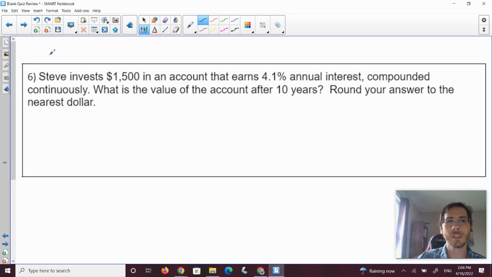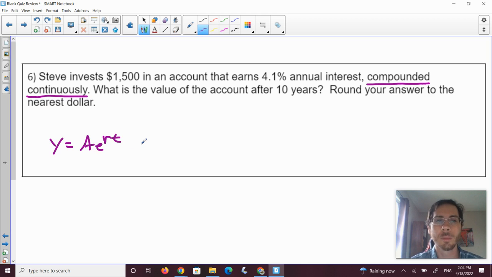For number 6, Steve invests $1,500 in an account that earns 4.1% annual interest compounded continuously. So here's the trick, is we have to recognize that it says compounded continuously. And that tells us that we're going to do the A equals P e to the RT equation. So we're not going to use the big one for this one because we're doing continuously, and continuously uses the e. So we're going to use the one with the e. And from here, we just fill them all in.